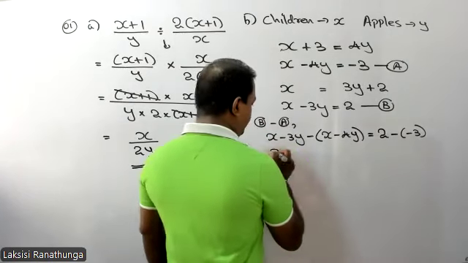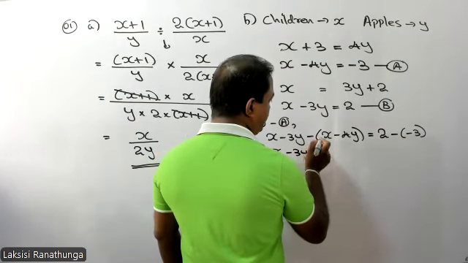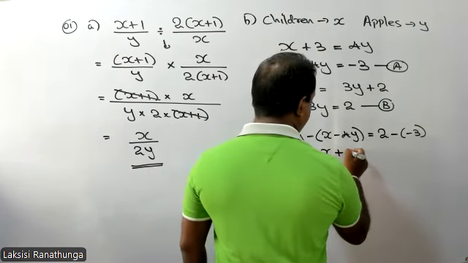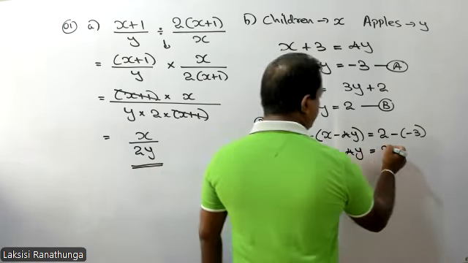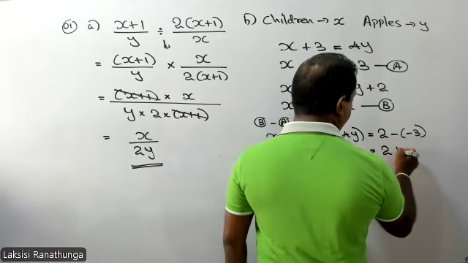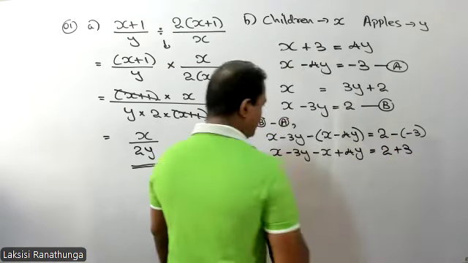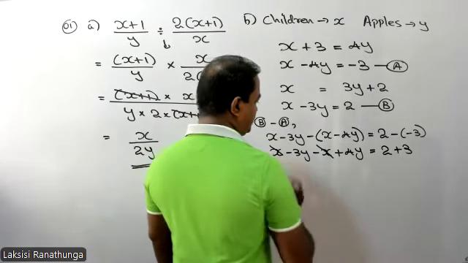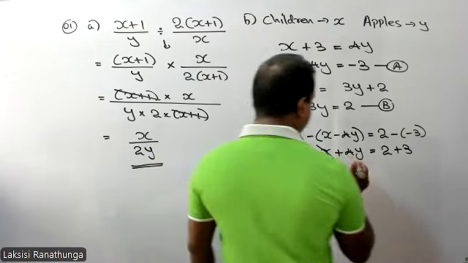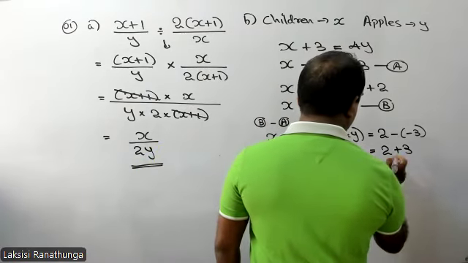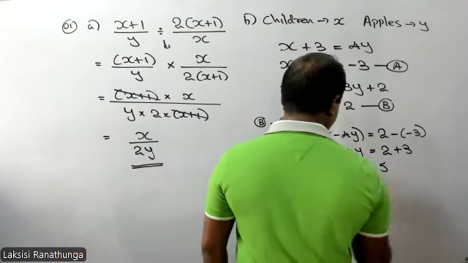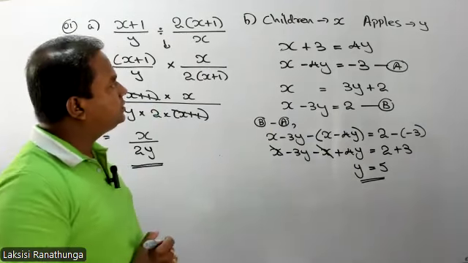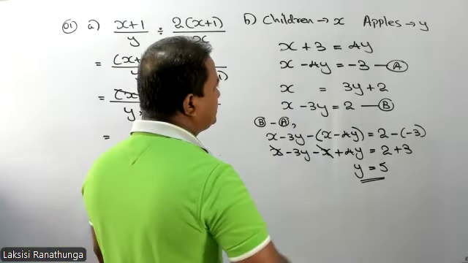Then x minus 3y, minus x, minus 6 minus minus 4y plus 4y, equal 2 minus minus 3, plus 3. Then you remove minus 6 plus 6. Minus 3y plus 4y is y, equal 2 plus 3 is 5. y equals 5. Then find the value of x.